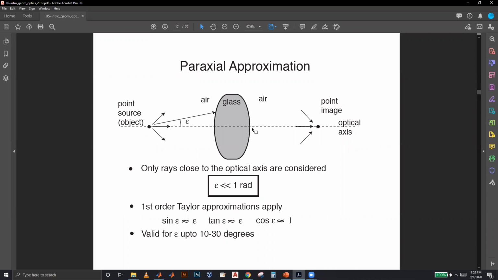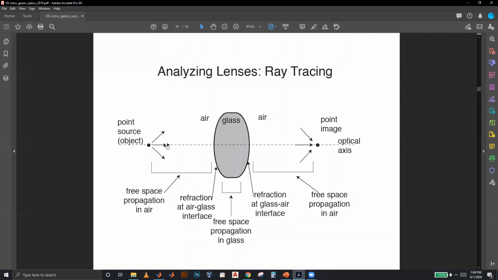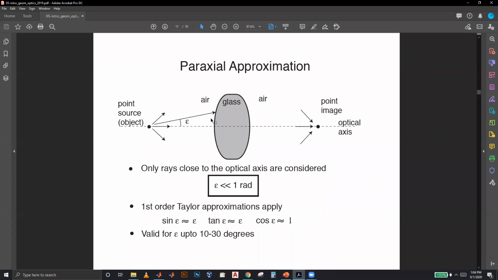So going forward, one important thing to keep in mind is an approximation which is used in geometric optics. It's called the paraxial approximation. The paraxial approximation states that all these angles subtended by the rays in geometric optics are pretty small, which means that the rays are close to the optical axis, right?